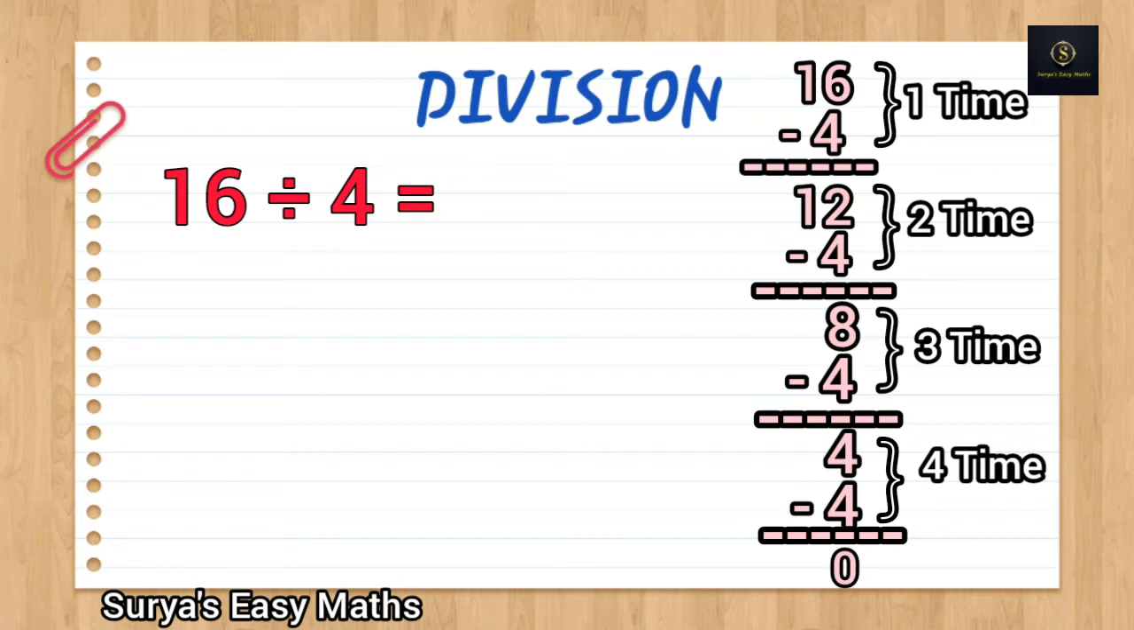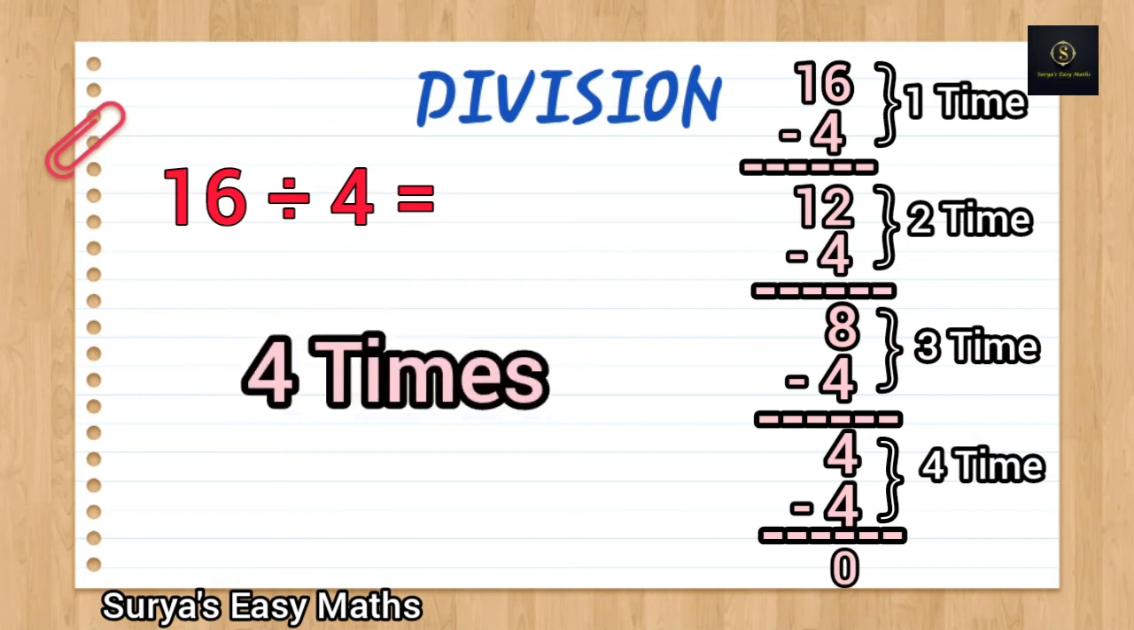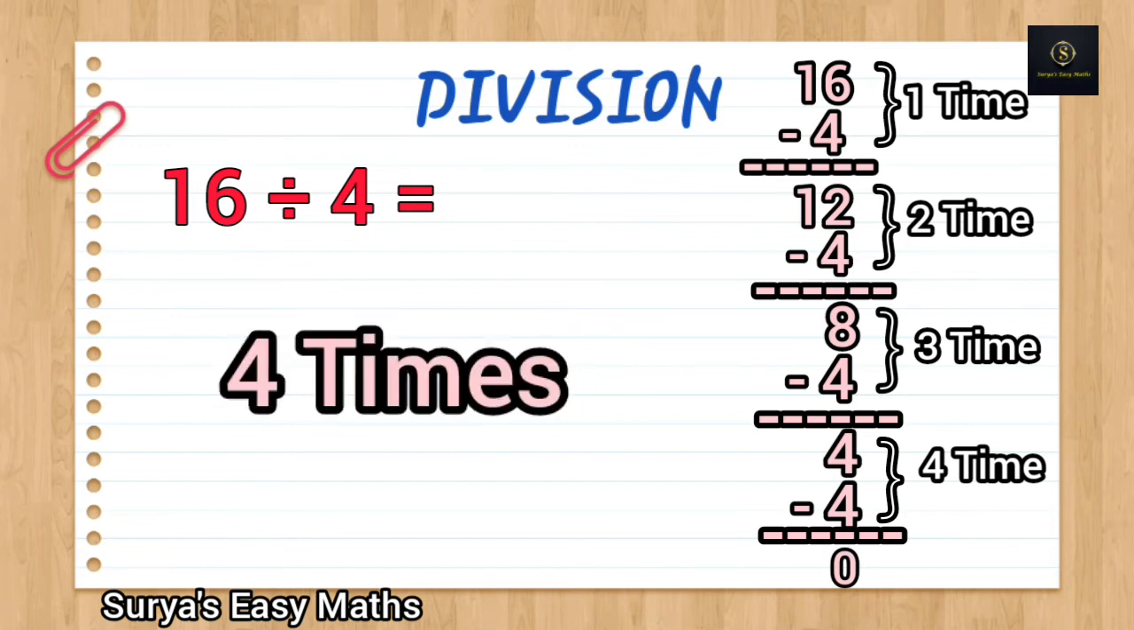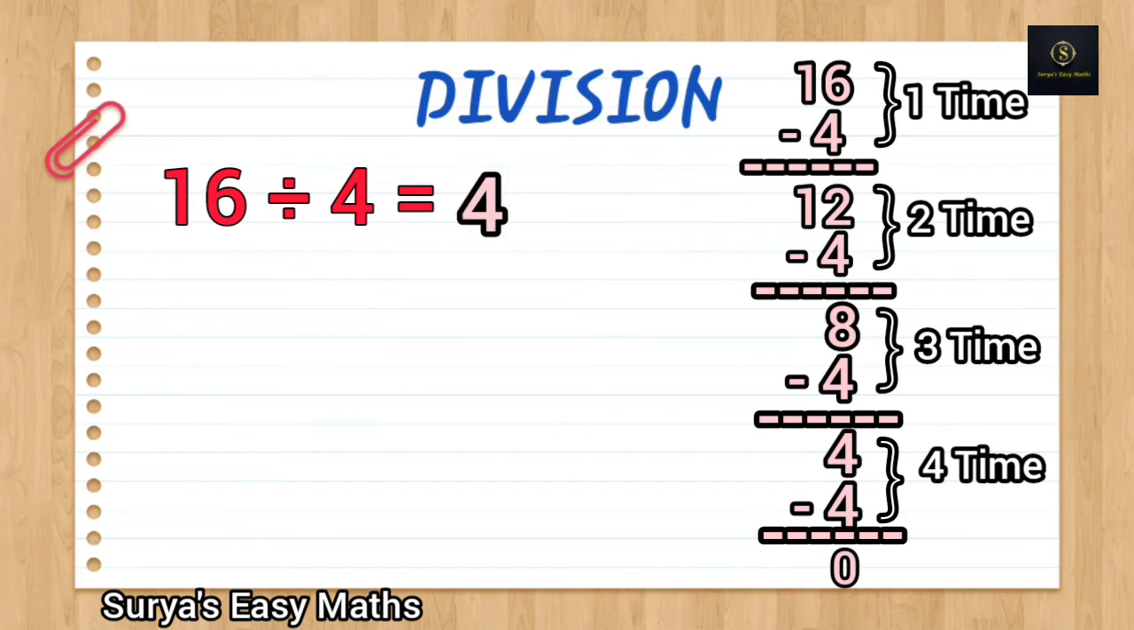Children, observe carefully. From 16 we did repeated subtraction of 4 till we get 0. Like this, how many times we subtracted? Yes, for 4 times we subtracted. So 16 divided by 4 is equal to 4.